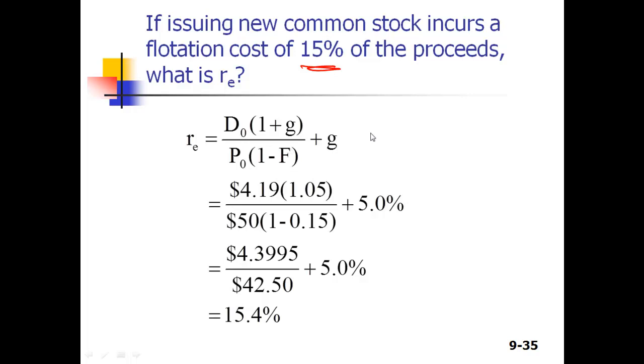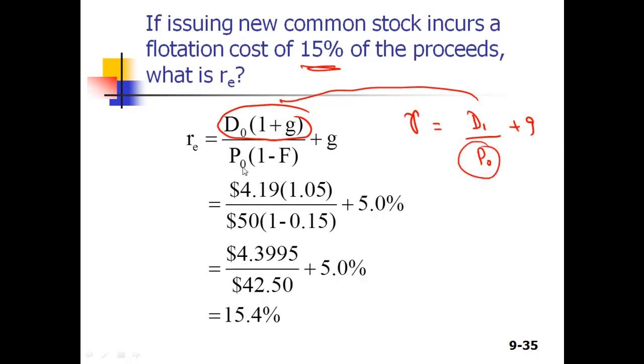If I were to remove the F, let me just in parallel write the formula that you are familiar with. The cost of equity is D1 over P0 plus G. Does this look familiar? Now, let's look at what we have over here. Instead of D1, what's been written is D0. Is this the same thing? Instead of P0, we are writing P0 into 1 minus F. Now, why is this? F is the flotation cost, which is 15% or 0.15.